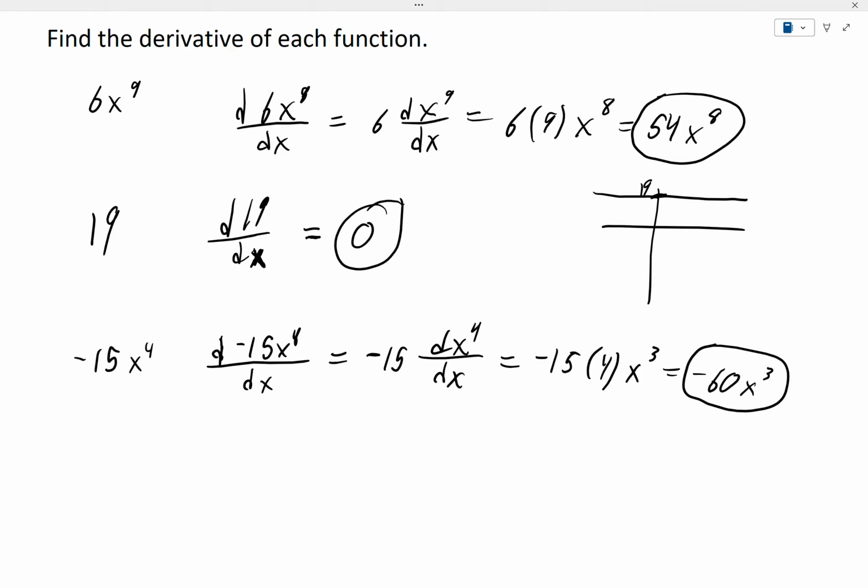So these are just some practice problems for evaluating the derivatives using the clever little rules instead of going the long way and evaluating the derivative as a difference quotient in the limit. So that's how you do these kinds of problems.